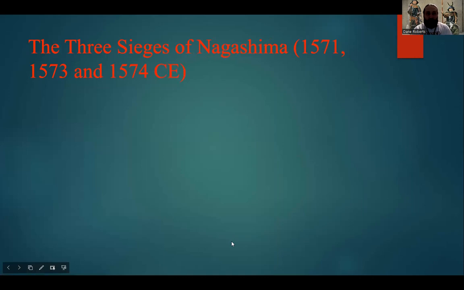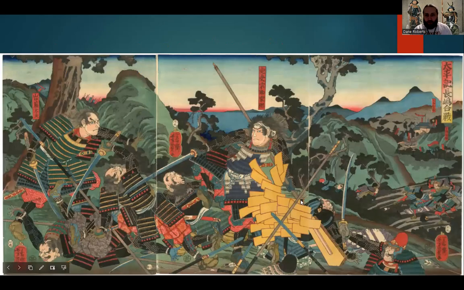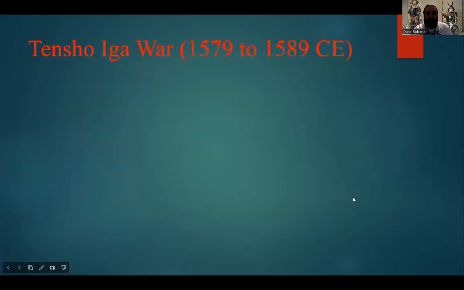He also conducted three sieges of Nagashima Castle in 1571, 1573, and 1574 CE. And here's those sieges right here. And eventually, after he defeated the Ikko-Ikki in the final siege of Nagashima, he would also invade another province, the Iga province, and what became known as the Tensho Iga War in 1579 to 1581 CE.